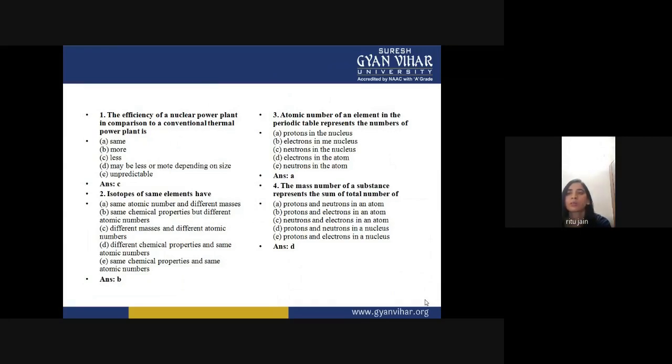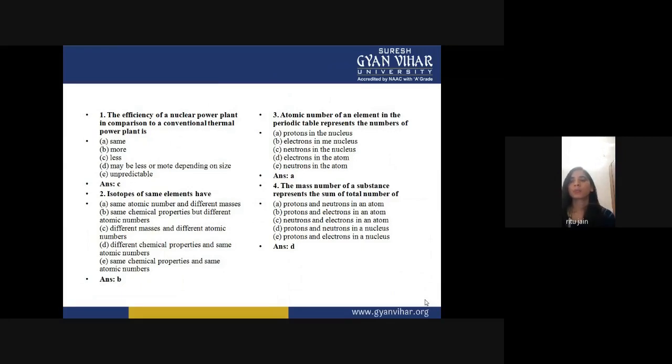So the third question is: the atomic number of an element in the periodic table represents the number of what? Protons in the nucleus, electrons in the nucleus, neutrons in the nucleus, electrons in the atom, or neutrons in the atom. Everyone knows this, we have studied it in school. The atomic number is always represented by the number of protons. So the atomic number of an element in the periodic table represents the protons in the nucleus.